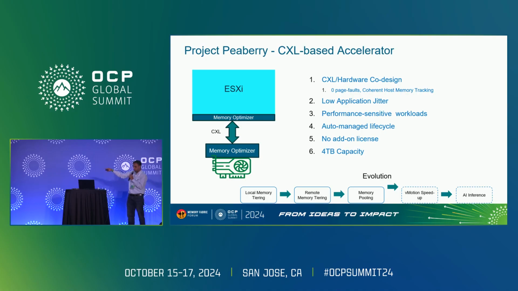We have network ports. The network ports are used to actually do future enhancements to the solution. We actually can do pooling. We can do remote memory tiering too. So our roadmap can lead us to do several other things using the same form factor, same card. And then we are also looking into other VMware specific enhancements like vMotion speed improvements and possibly AI related acceleration.